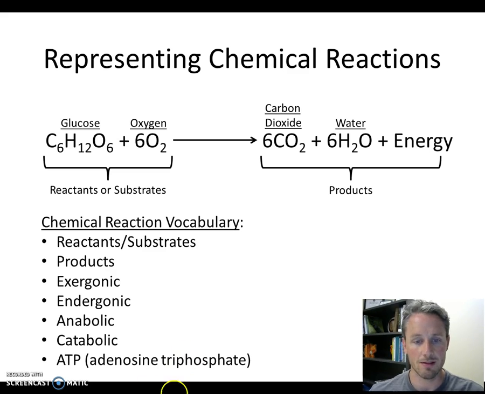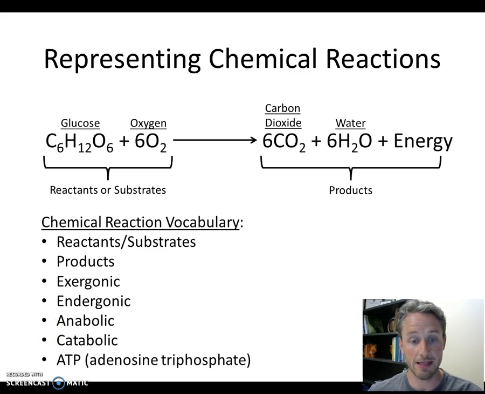We're going to discuss what it means for a chemical reaction to be exergonic. We'll then discuss what it means for a chemical reaction to be endergonic. We'll think about anabolic chemical reactions. Then we'll discuss catabolic chemical reactions. And finally, we'll end our discussion with a molecule called ATP, or adenosine triphosphate. This molecule is particularly important for chemical reactions involving energy.